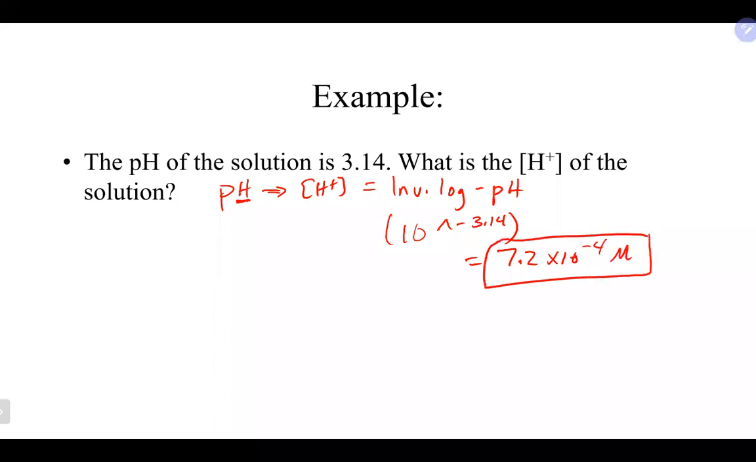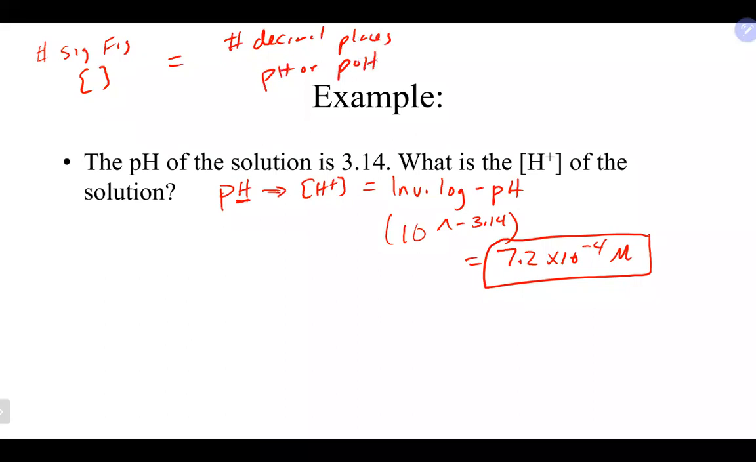Any questions on that there? Yeah, so in this case, the rule is when you're calculating something like pH or pOH, the number of sig figs in your concentration number is equal to the number of decimal places in your pH or pOH value.